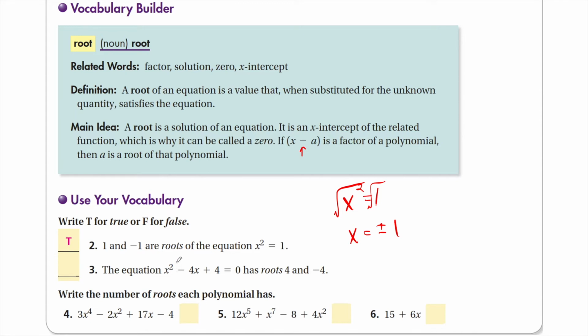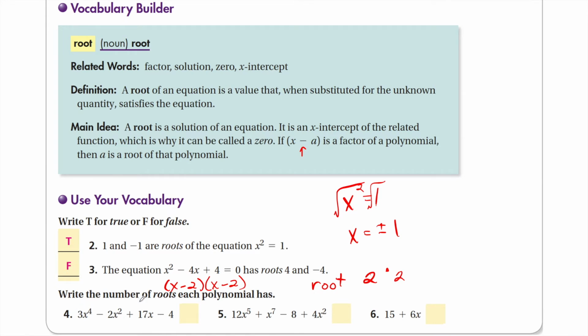The equation x squared minus 4x plus 4 equals 0 has the roots 4 and negative 4. Well, in this case, if we were to factor this one out, we have an x minus 2 and an x minus 2 in order for us to actually get this. So our factors are negative 2 and negative 2, meaning our root for this problem is actually going to be 2 with a multiplicity of 2. So in this case, for question 3, that's going to be false.